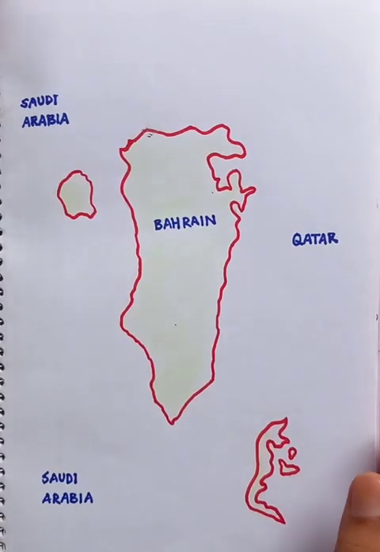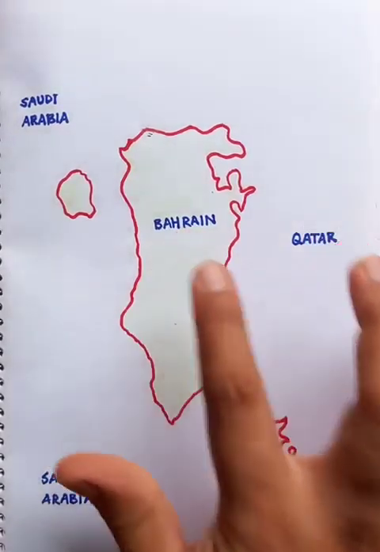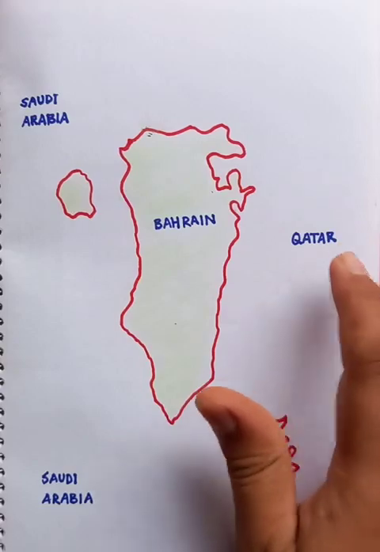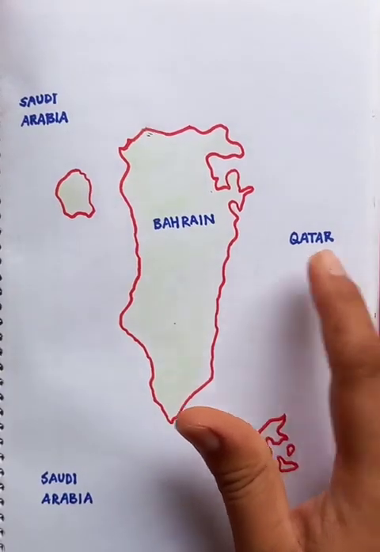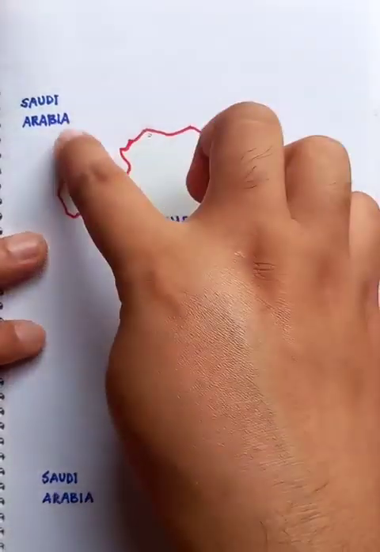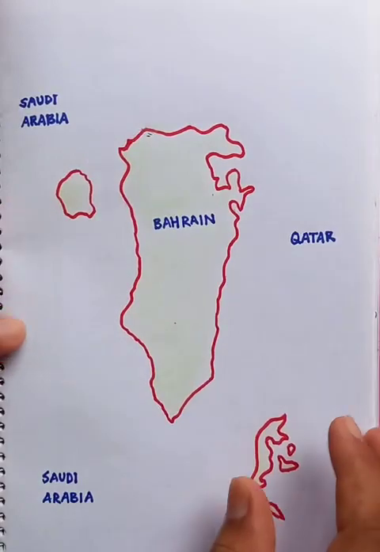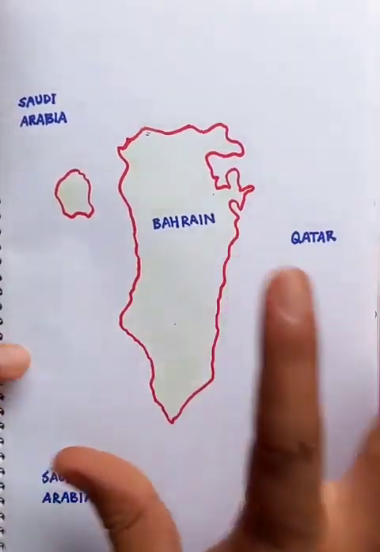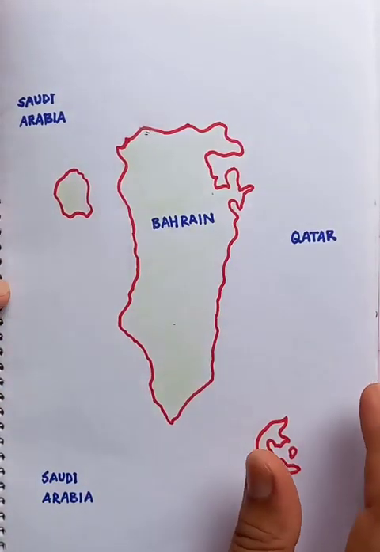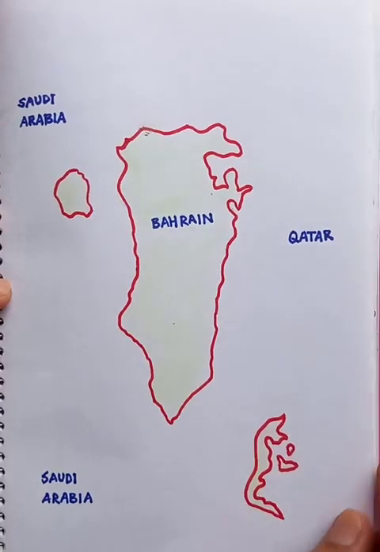For the geographical locations, Bahrain has a country named Qatar on the east side. On the north it has Saudi Arabia. On the west side it also has Saudi Arabia, so there's the border, and all these islands together become Bahrain.